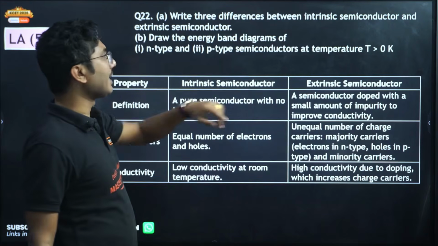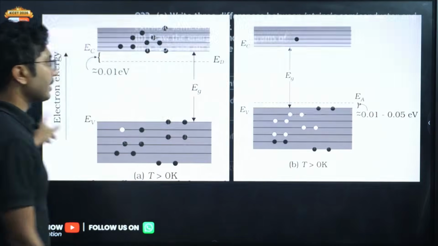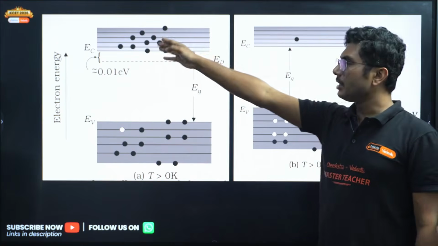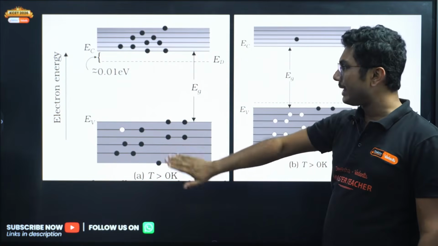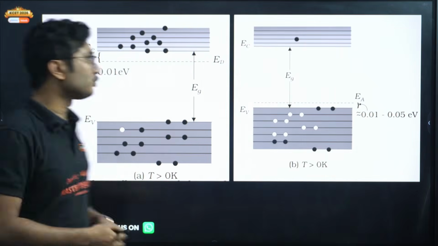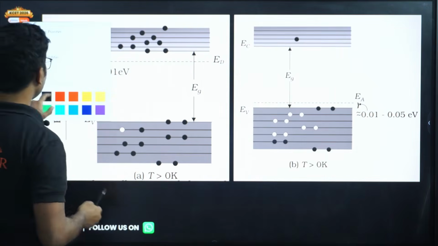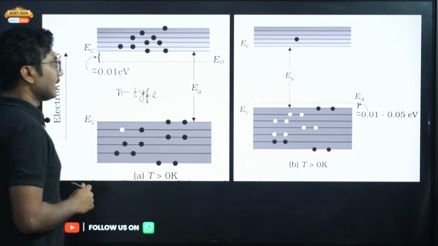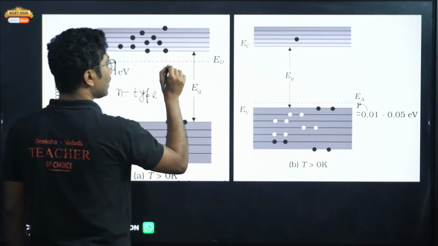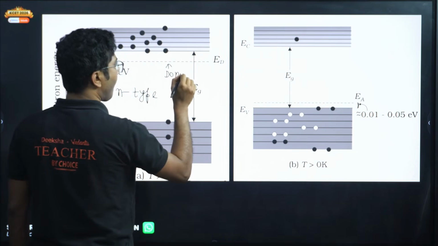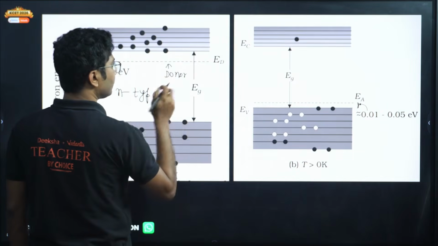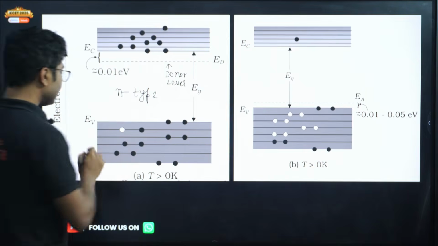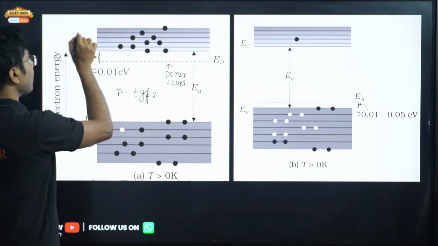Next, draw the energy band diagrams of N type and P type semiconductors for temperature T greater than 0. Easy diagram, easy to remember, nothing difficult. First of all, in case of P type and N type, you have to show the corresponding impurity level. So this is an N type. In N type semiconductor, this is called the donor level. And as you see, this is the valence band, and this is the conduction band.